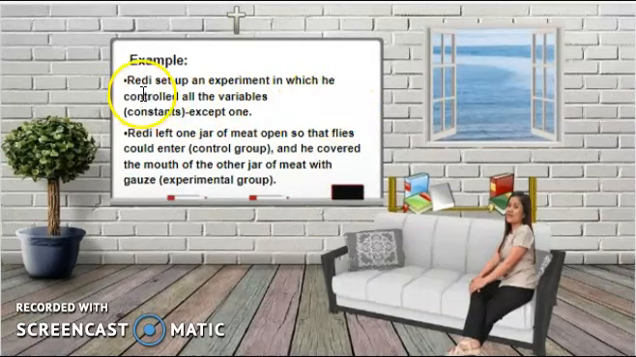For Francesco Redi, he sets up an experiment in which he controlled all the variables except one. So he left one jar of meat open so that flies could enter. That is his control group. And he covered the mouth of the other jar of meat with gauze. That is now the experimental group made by Francesco Redi.